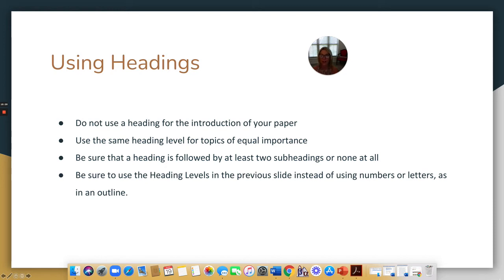And then be sure to use the heading levels that I showed you in the previous slide instead of using any kind of numbers or letters that you might use in an outline.